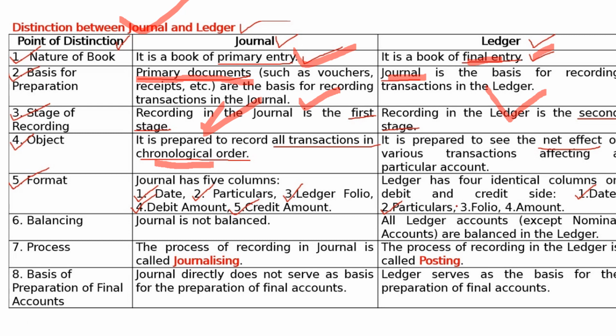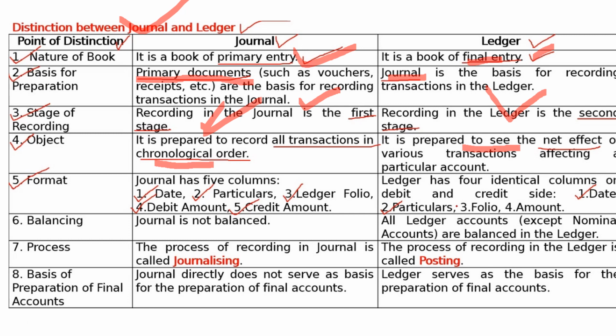Chronological order means sequential order with proper day and date and timings, because it is very important that whatever transactions have happened in the business, they are recorded as they actually occurred. That is the proper day, time and date. The ledger is prepared to see the net effect of various transactions.